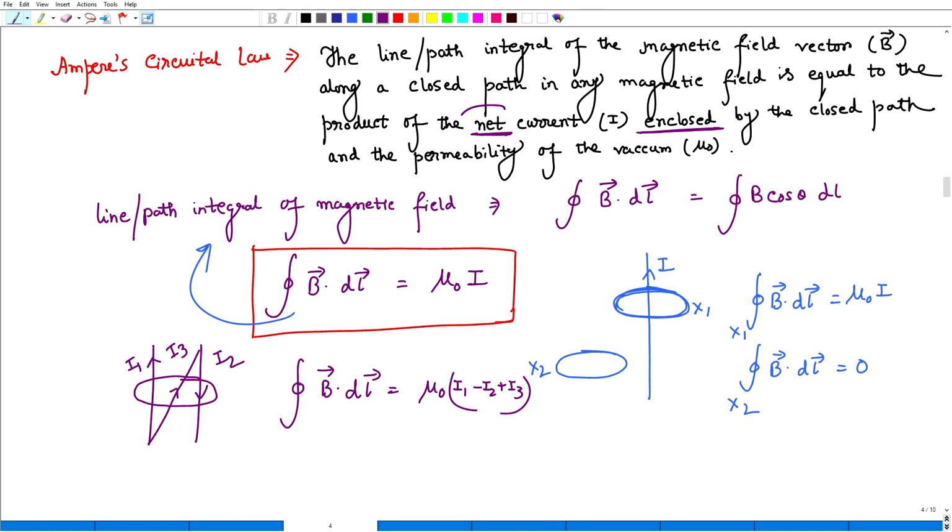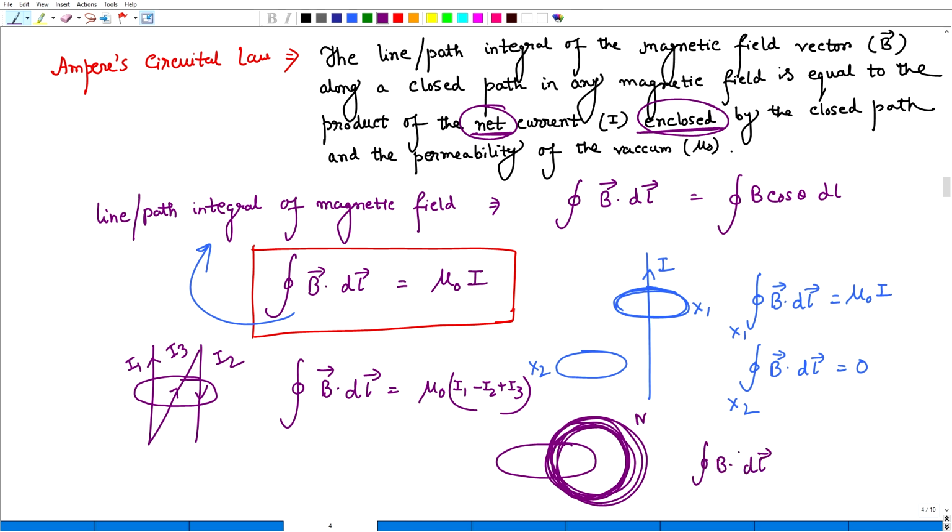So these two words are very important: net current, and enclosed by the closed path. Okay, so if there are many wires like this, let's say there are n number of wires, then B dot dl equals, in each wire the current is I, so it will be N I. Okay, so this is the significance of our Ampere circuital law. I think Ampere circuital law is now clear.